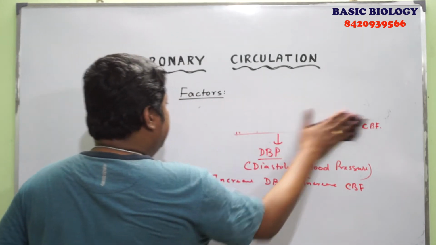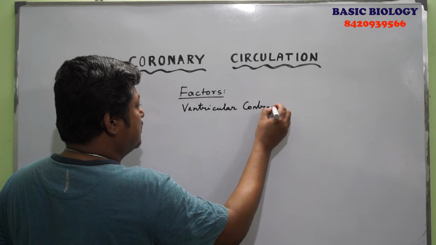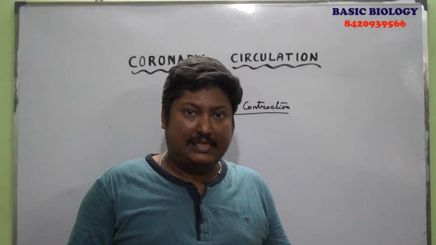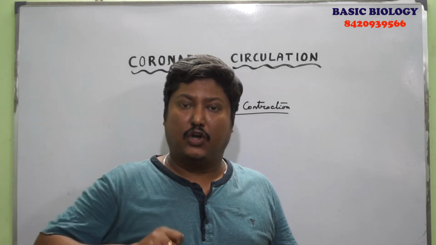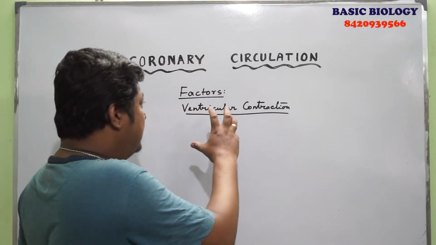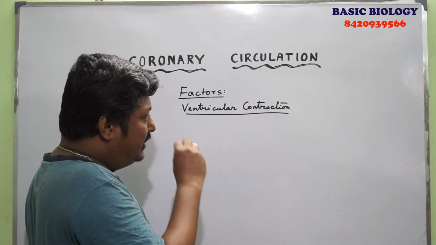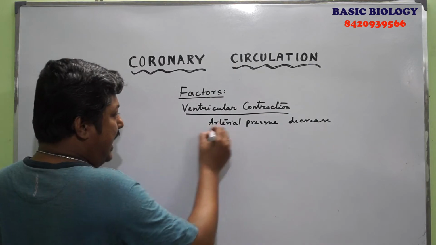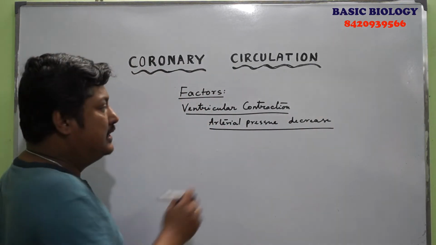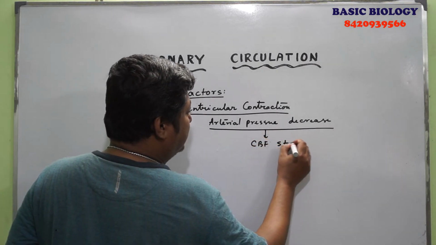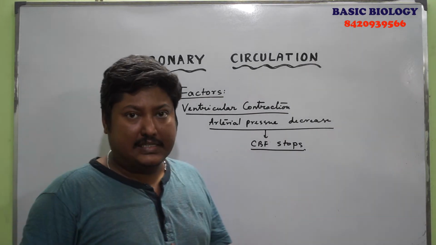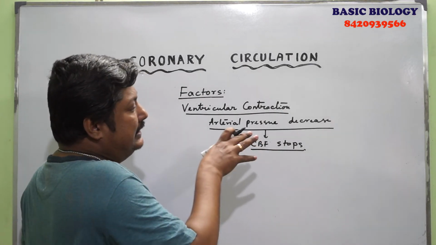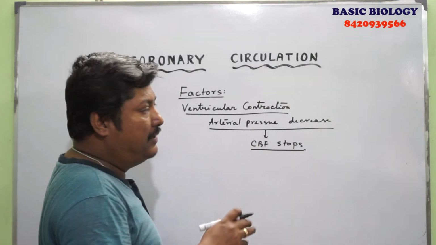Now another one is the ventricular pressure. The vessels which are supplied towards the ventricle, when the myocardial contraction occurs, then the ventricle contracts, and during this ventricular contraction the arterial pressure decreases, and due to this decrease of the arterial pressure, CBF almost stops. As I have said previously, during the systole, due to the ventricular pressure, blood flow to the coronary bed is very little.